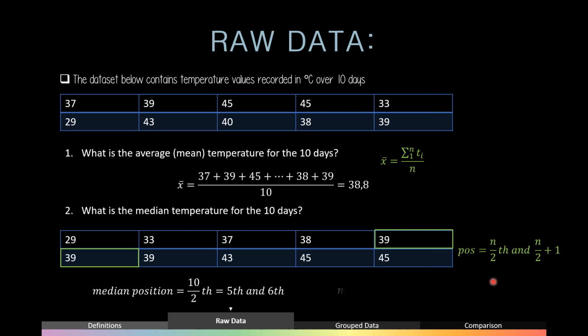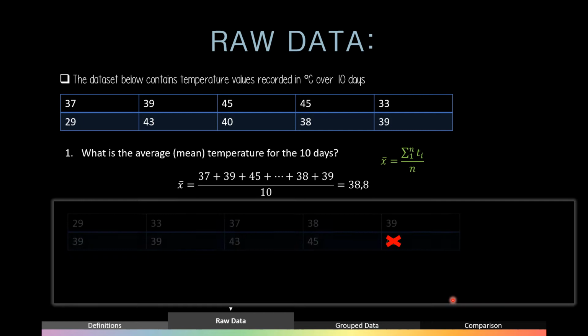So in our case, because we have 2 positions, we're going to sum up the values at those positions. In this case, we happen to have the same value. Now, that's not always going to occur. It's more likely that you're going to have 2 different values. But in this specific case, we have the number 39 occurring in both positions. So, of course, we have a median of 39.